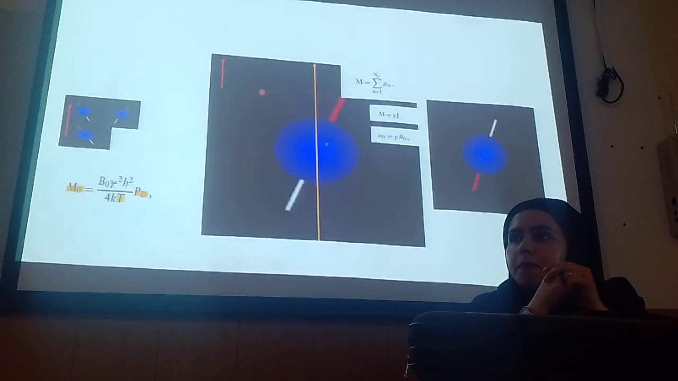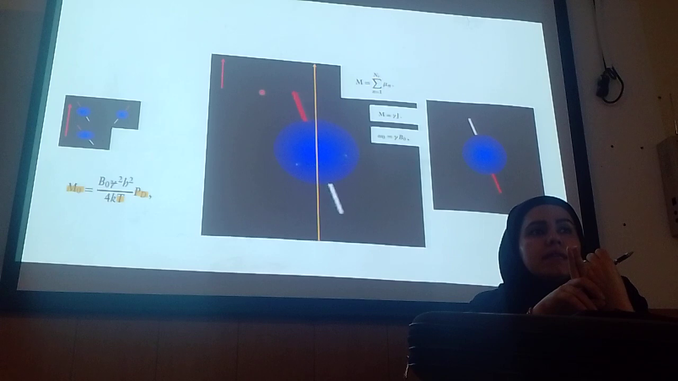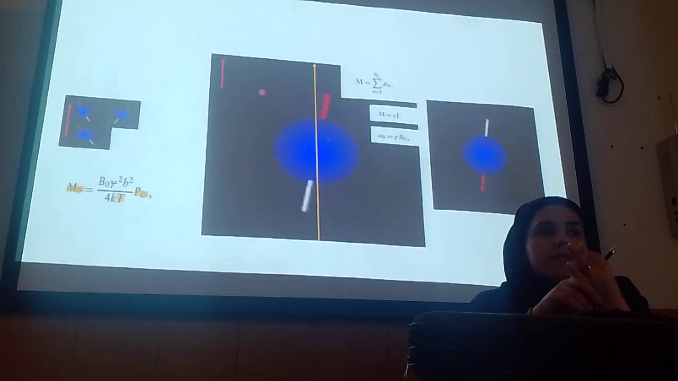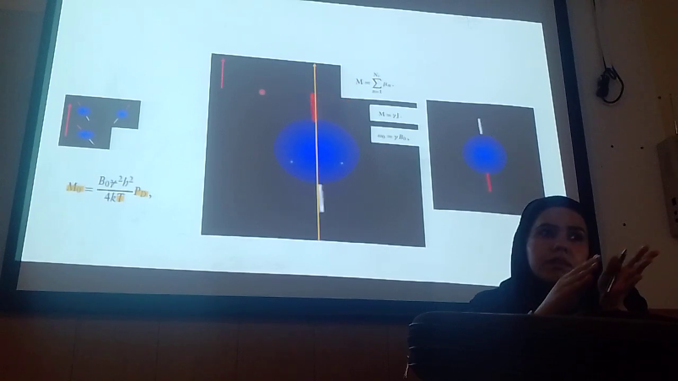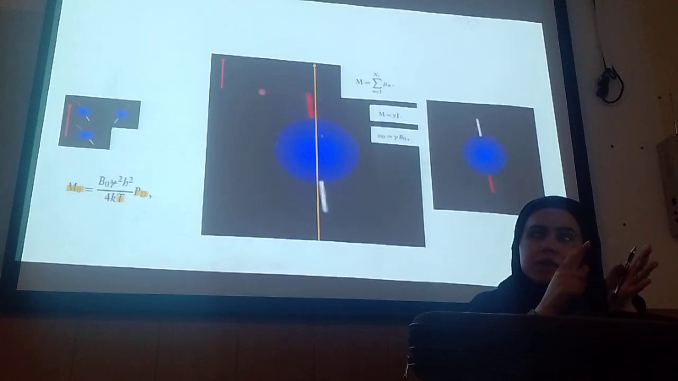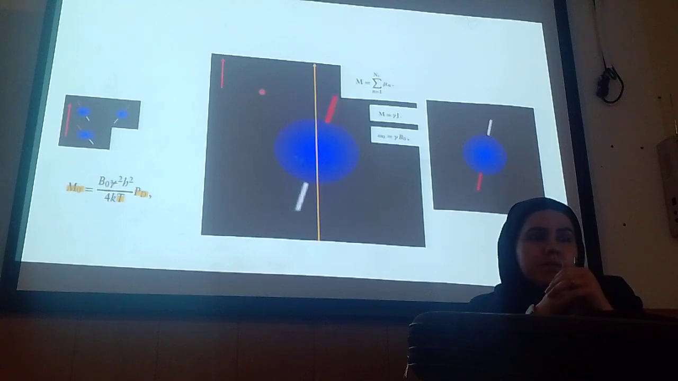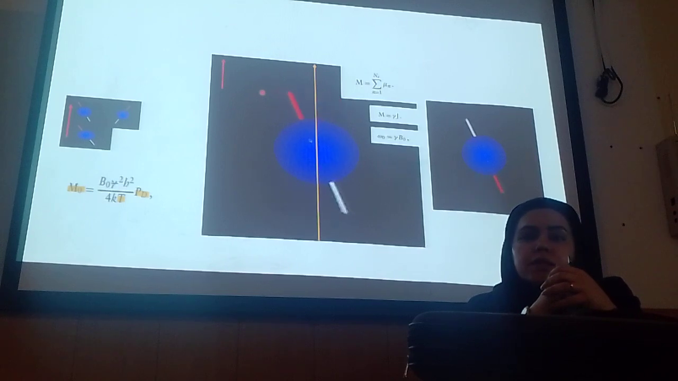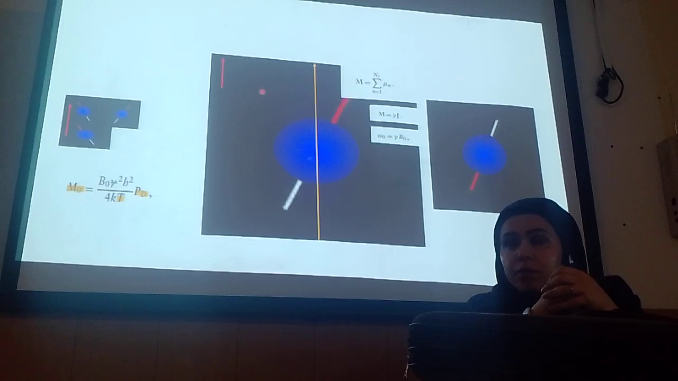Okay? For example, if you have a 1.5 Tesla B0, or we have a 3 Tesla B0. In the second one, the more the magnetic field, the more the precession frequency. So the value of the precession frequency depends on the strength of the external magnetic field, which is very important.